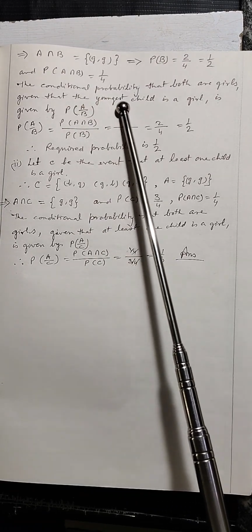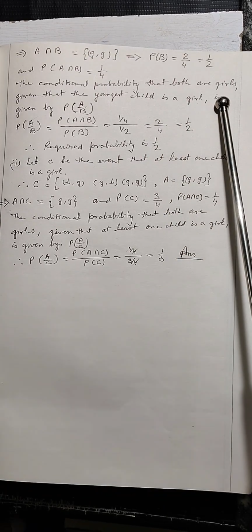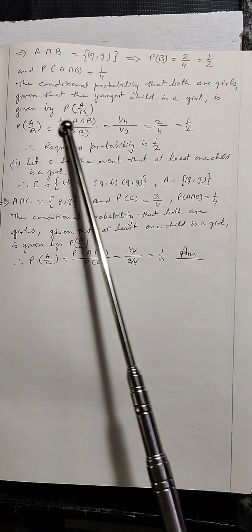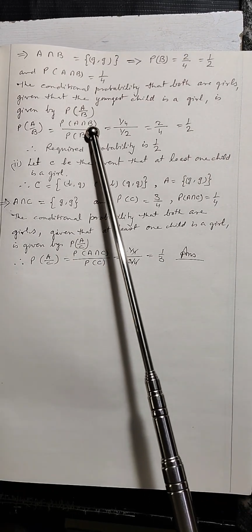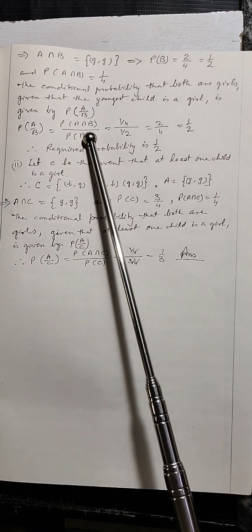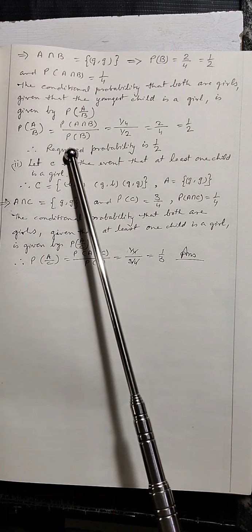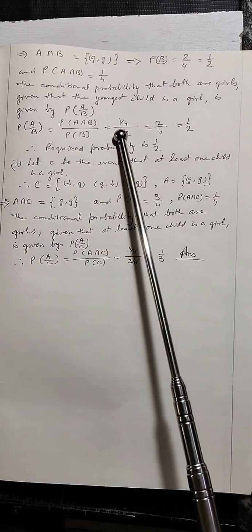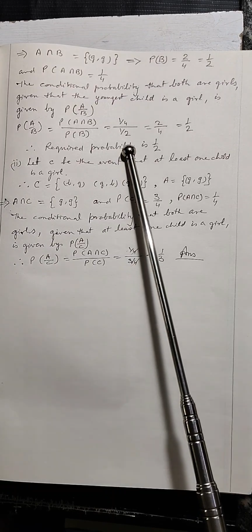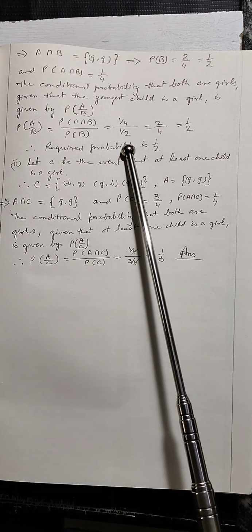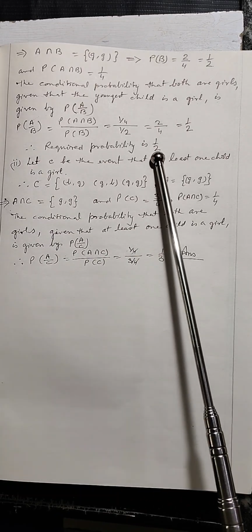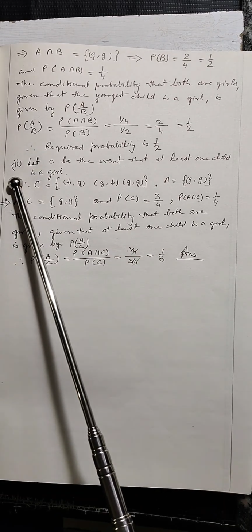The conditional probability that both are girls, given that the youngest child is a girl, is given by the probability of A by B. That is, probability of A by B will be equal to the probability of A intersection B whole divided by probability of B. That is equal to 1 by 4 upon 1 by 2. Therefore, the required probability is equal to 1 by 2. Now, come to the second part.